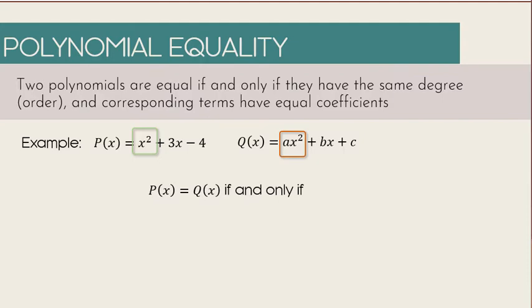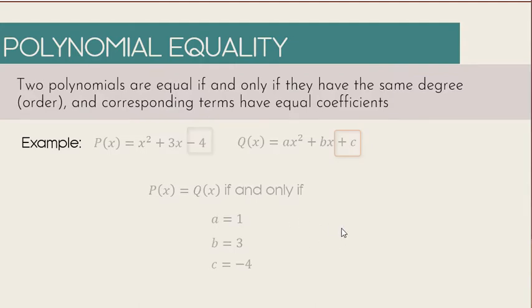Here on the green term we have the coefficient of 1. So the corresponding red term has to have the equal coefficient, which is 1. So we know that a must be equal to 1. Similarly, move on to the 3x and bx. Because the coefficients must be equal, we know that b is equal to 3. And finally, the constant terms, negative 4 and c, must be equal to each other. Now we know that a is 1, b is 3, and c is minus 4.